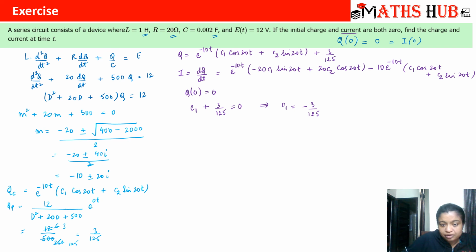Now let's work out for I. Now it's given that I at 0 is 0. So let's put I equal to 0. So this term is 1. This term is gone. We are left with 20 c2 minus, this term is 10 times e, is 10. Then we are done with the sine term. Sine 0 is 0. We are left with c1.